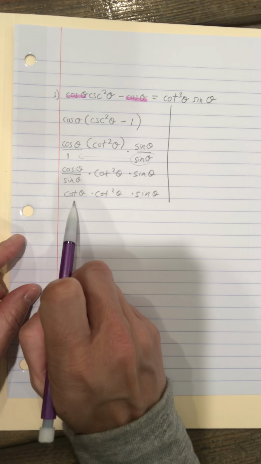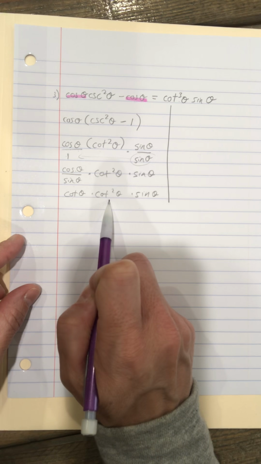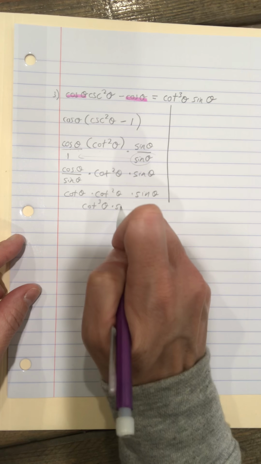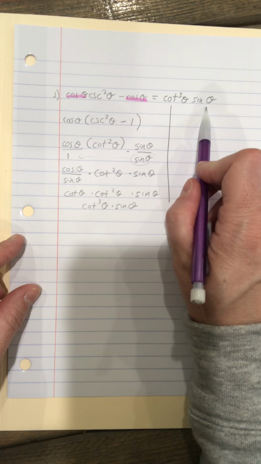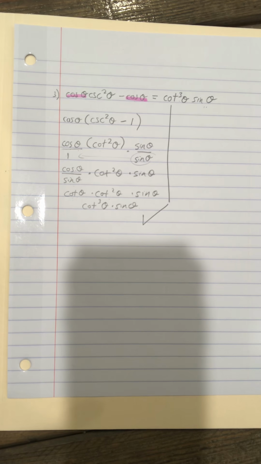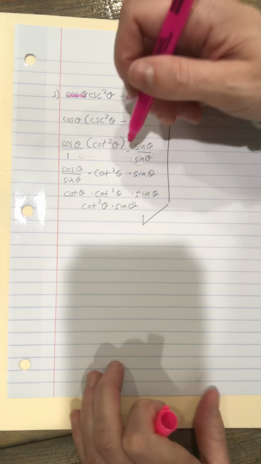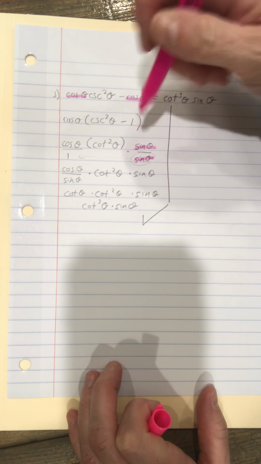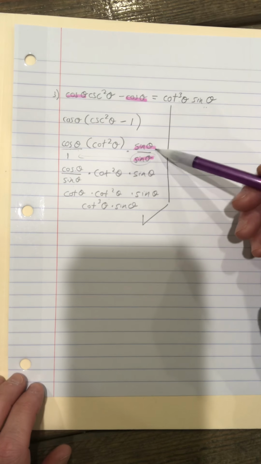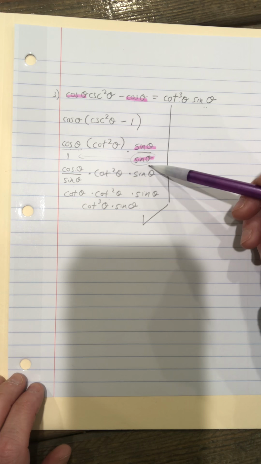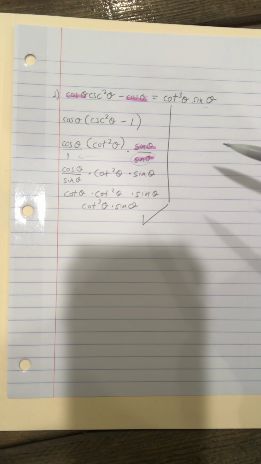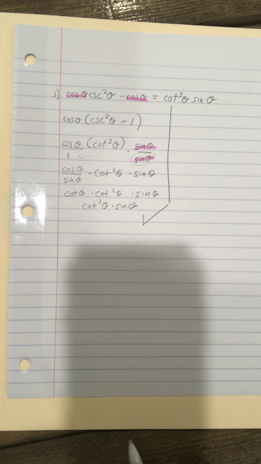Now if I look at this, cotangent theta times cotangent squared theta would be cotangent cubed theta times sine theta. I have the same thing on both sides. Now I am verified. The one thing I want you to be careful of here is that the only reason I can multiply by sine theta over sine theta is that I'm multiplying the numerator and the denominator by the same value. All right? You can only do that because it's the same as multiplying by 1. It does not change the value of my trig identity. So I just want us to be aware of that.